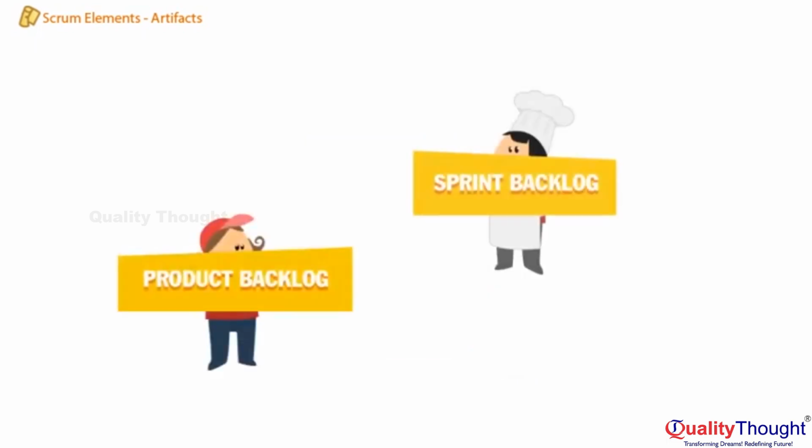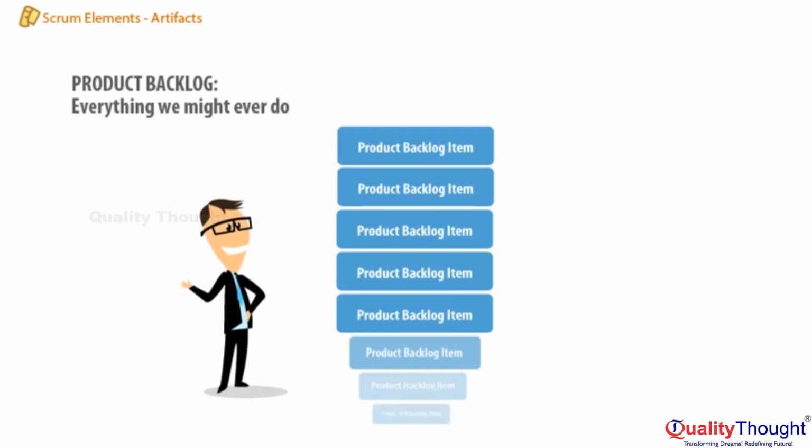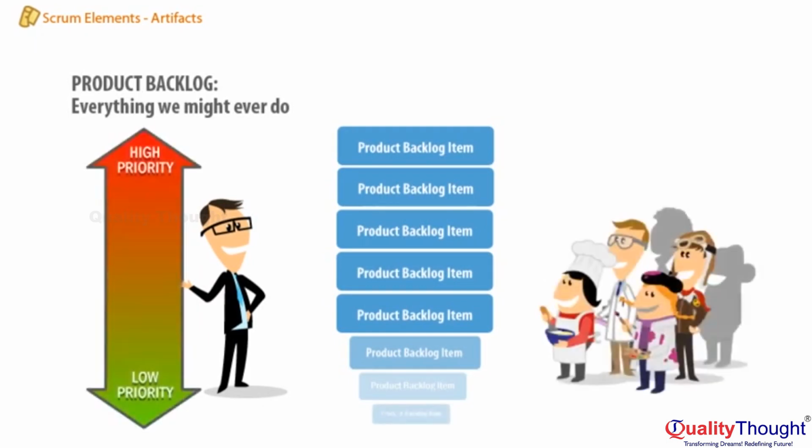Two important artifacts in Scrum are the product backlog and the sprint backlog. The product backlog is a one-dimensional, force-ranked list of customer-centric features prioritized by the product owner. It's a list of everything we might ever do. If it's not in the backlog, it doesn't exist.